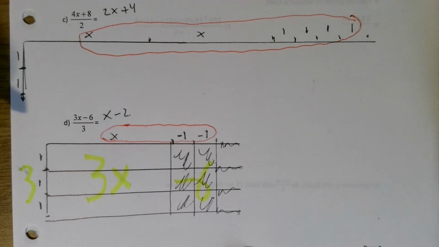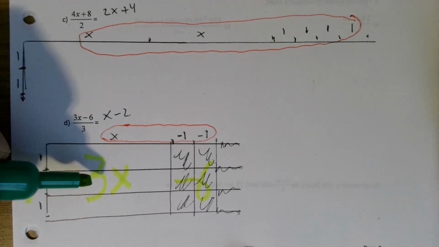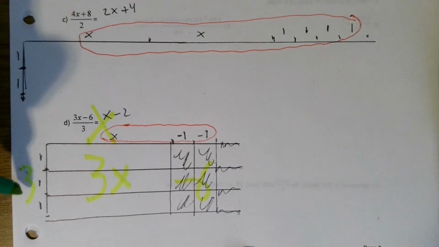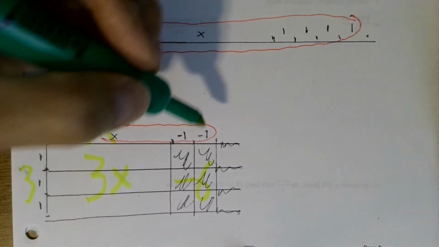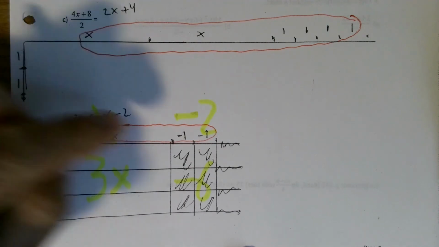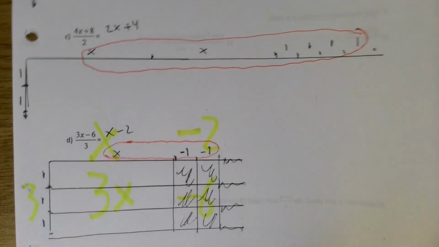And now I need to look at this and go, something times 3 needs to equal 3x. Well, that's going to be x. And something times 3 has to equal negative 6. That's going to be negative 2. So that's how we can get x minus 2 as our answer using the chart and not the tiles. So let's try that on the next page.